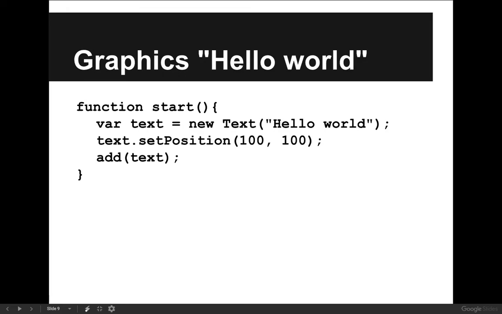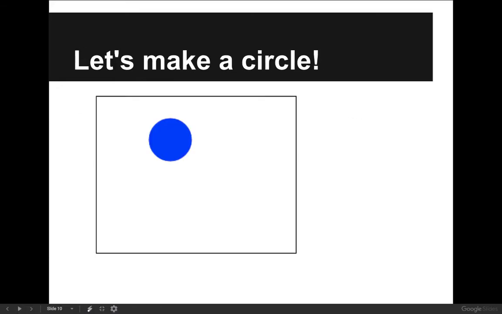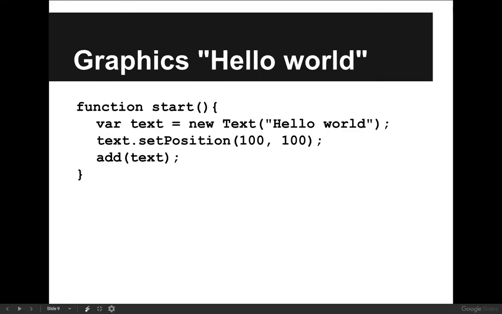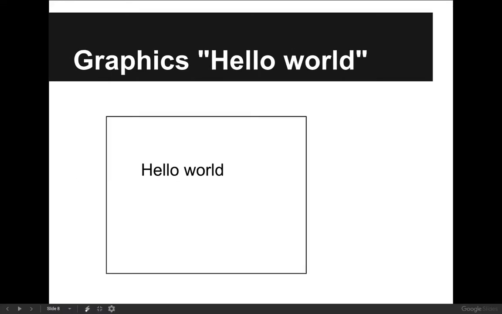And then to finish off, we have to add the text. So we have to add our variable to the screen. So add, and then put in parentheses what you want to add. And by doing that, you're going to get a text box that says hello world that looks just like this. Okay?